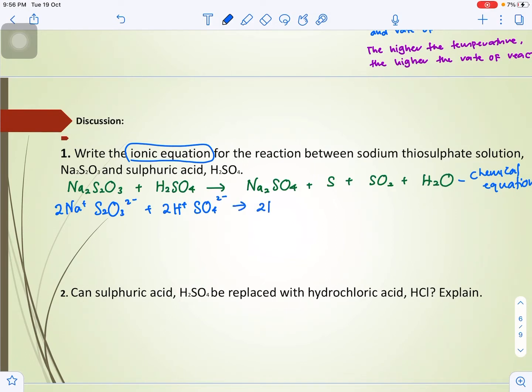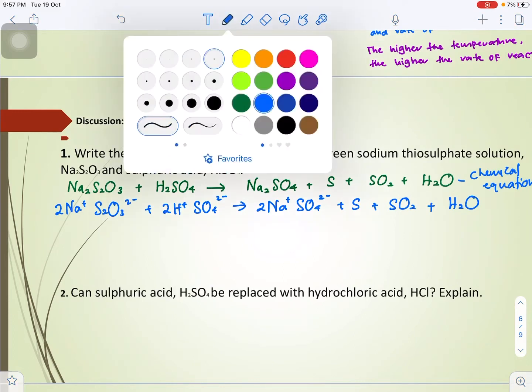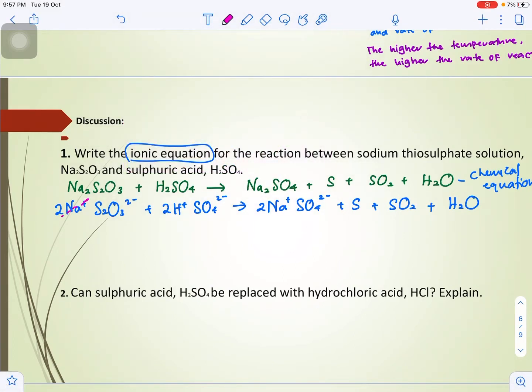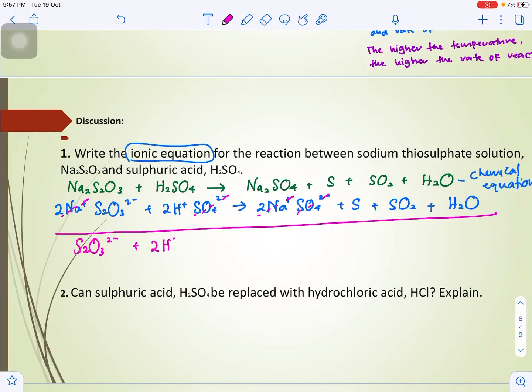Sodium sulfate is sodium ion and sulfate ion. Sulfur remains as sulfur because it is solid. Sulfur dioxide remains as sulfur dioxide because it is gas. Water remains as H2O. Okay, so we need to cancel the same. So yang sama adalah sodium and sodium, sulfate and sulfate. So what is our ionic equation? Our ionic equation is thiosulfate ion reacts with hydrogen ion and we get sulfur, sulfur dioxide and water. So this is our ionic equation.